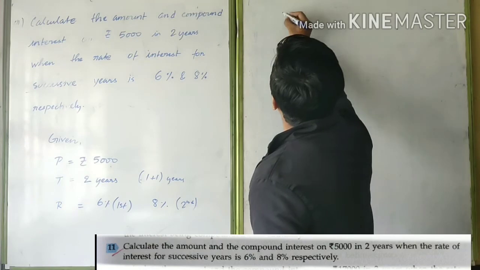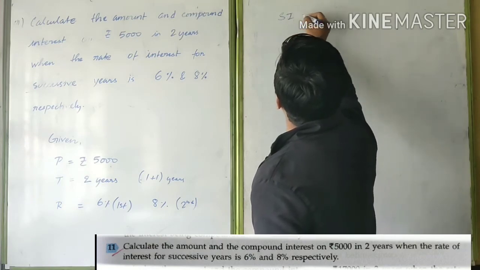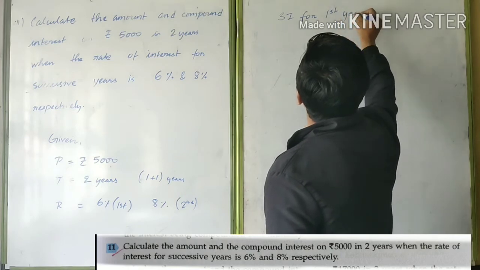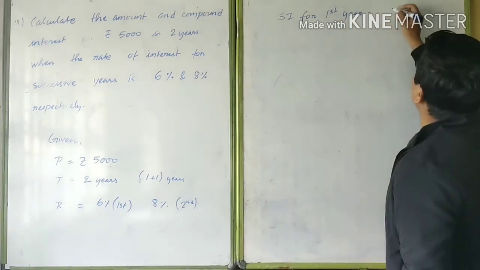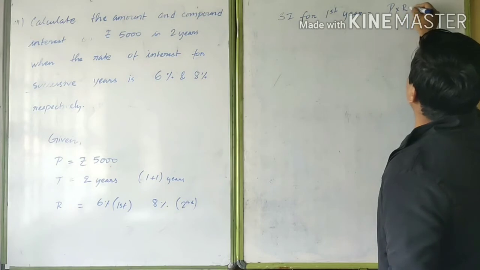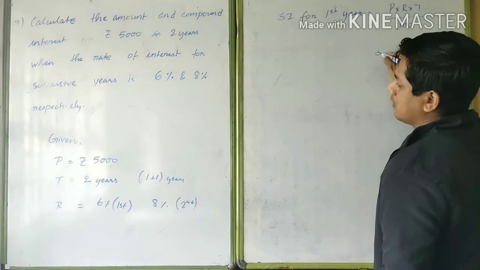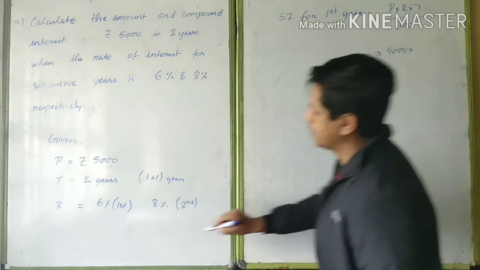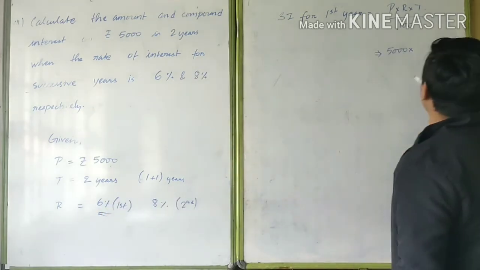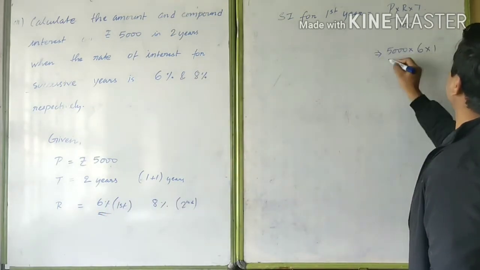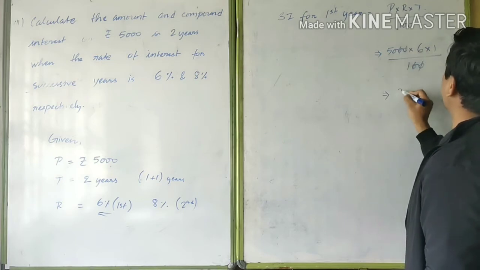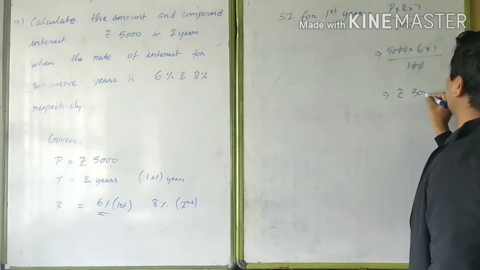So, SI for the first year equals P into R into T by 100. My P is 5000. The rate for the first year will be 6%. 6 into 1 by 100. So this gives me rupees 300.